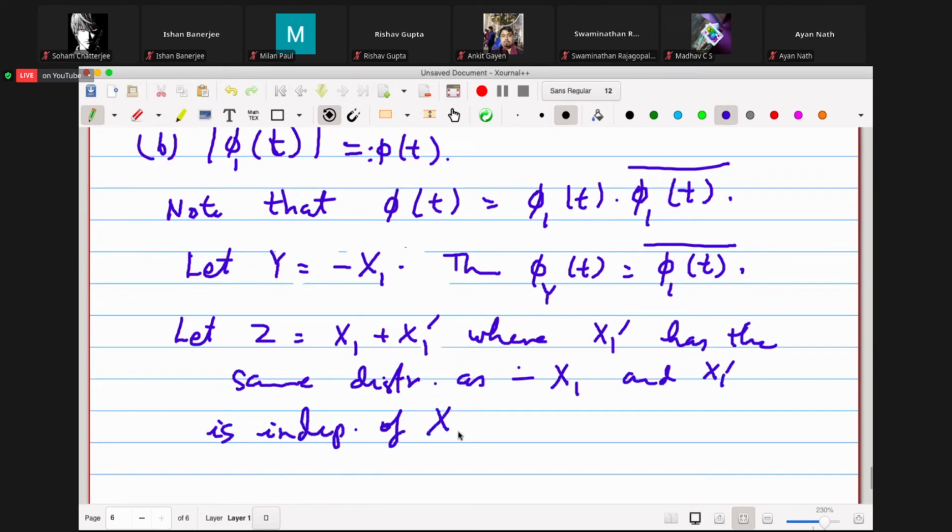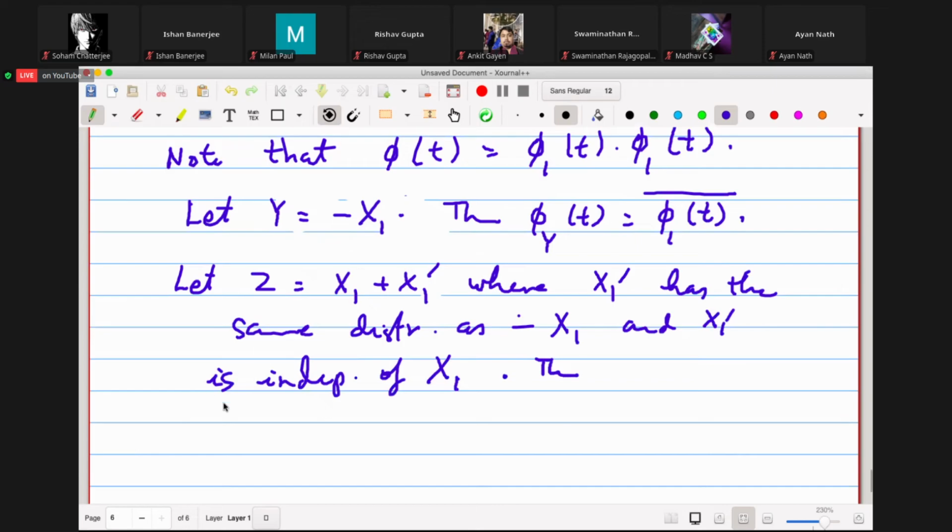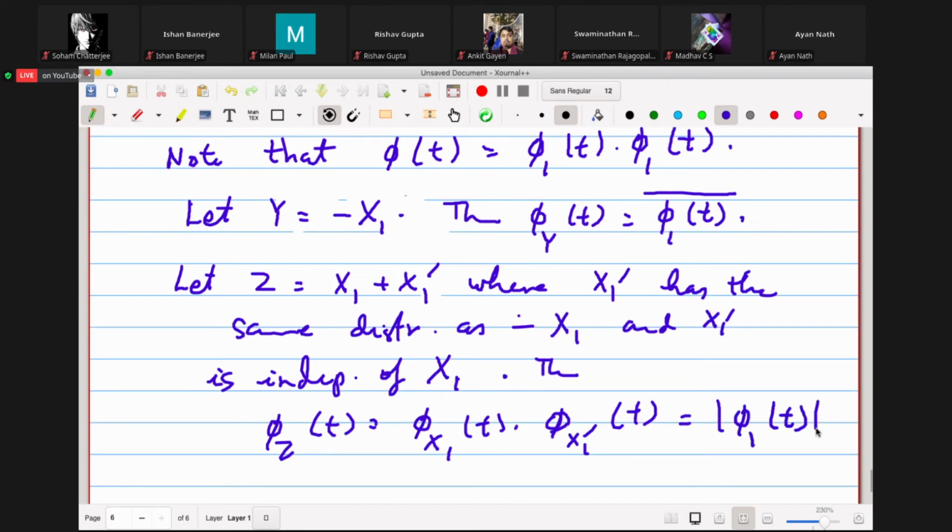Independent of x1. Then phi of z of t is equal to phi of x1 of t times phi of x1 prime of t. Okay, and that's equal to mod phi 1 of t square. Okay, now I need to look at the book for the next thing.